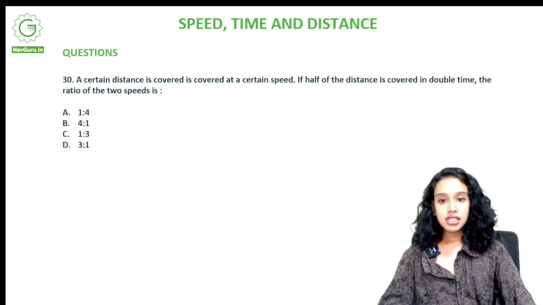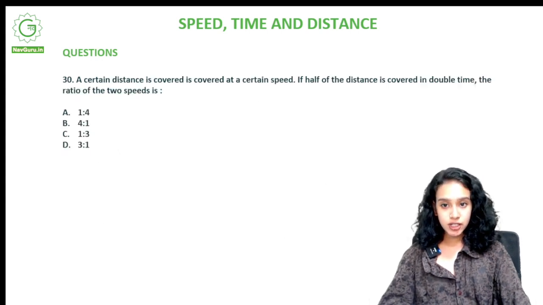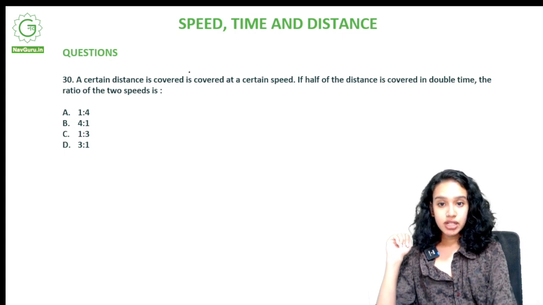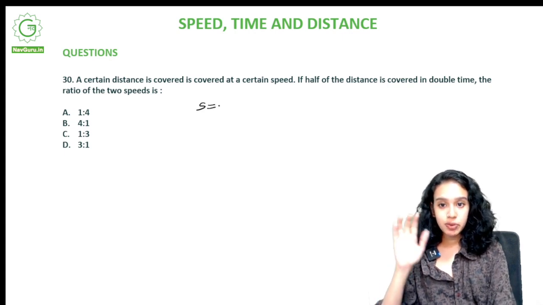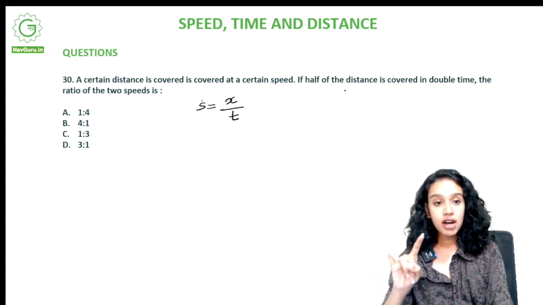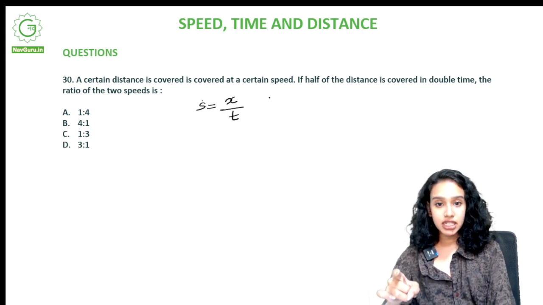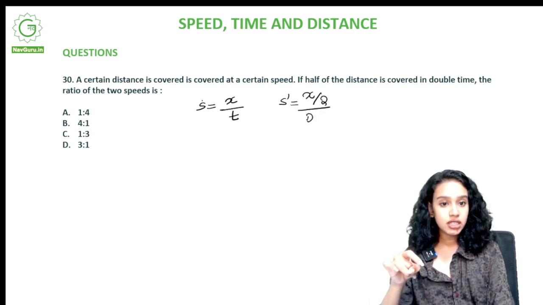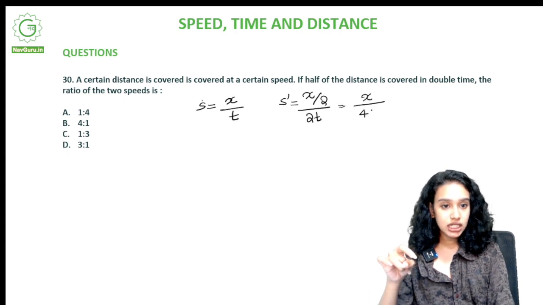Now, a certain distance is covered at a certain speed. If half of the distance is covered in double the time, the ratio between the two speeds is? So first of all, let's see speed 1. The speed is equal to a certain distance covered in a certain time. If half of the distance is covered in double the time, what is the new speed? Half of the distance, that is X by 2, is covered in double the time, that is 2t, which gives us X by 4t, right?